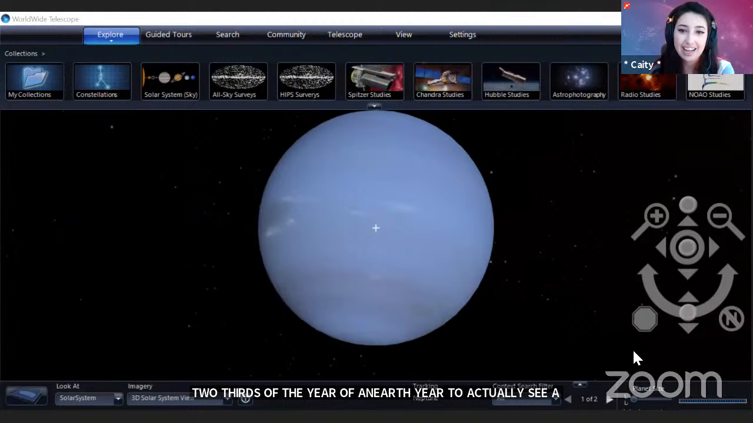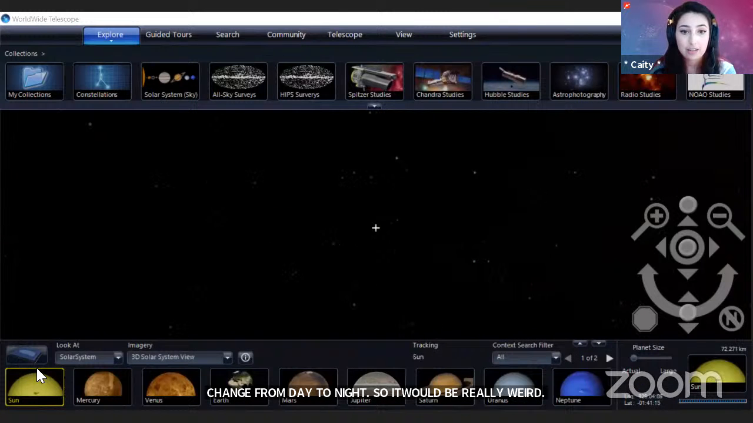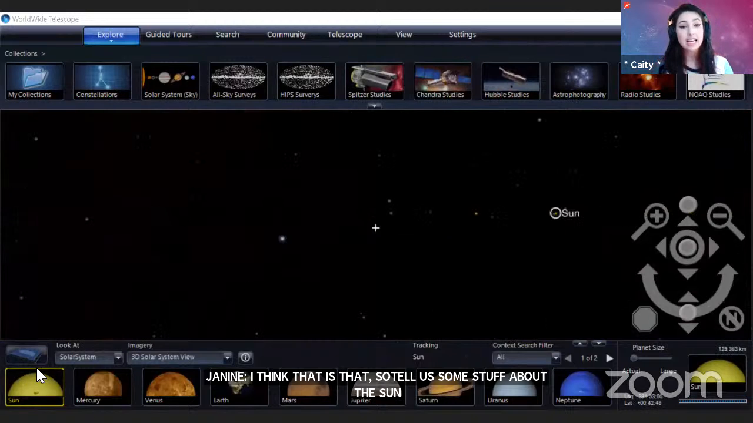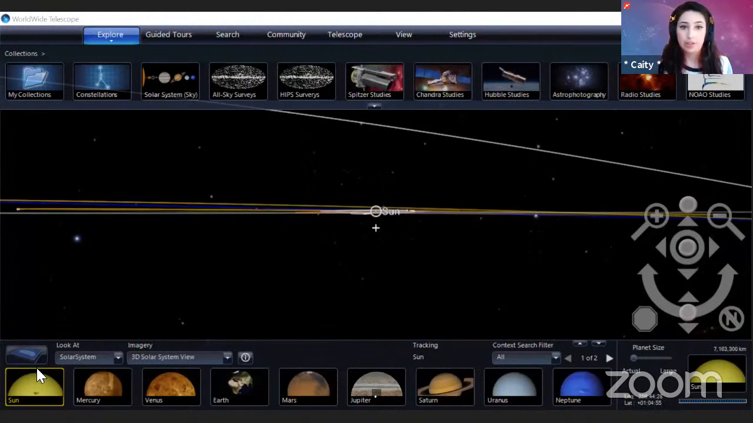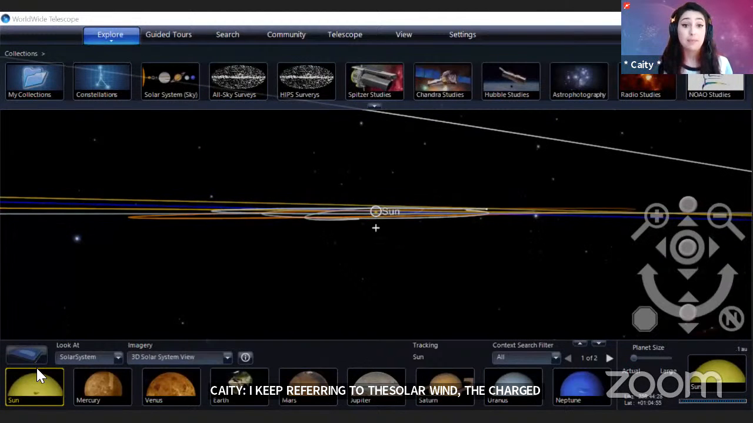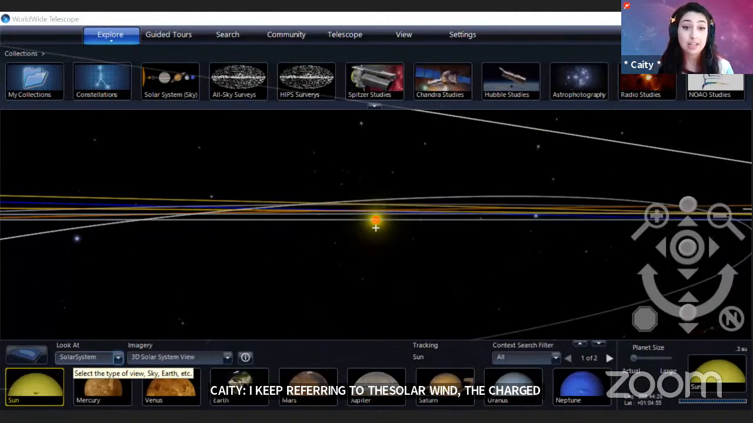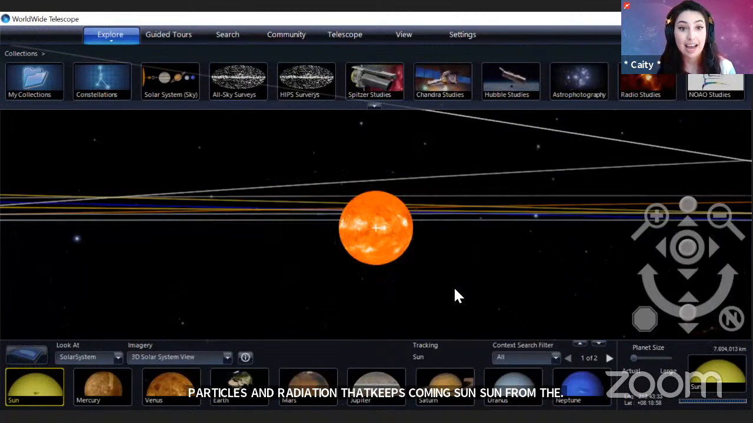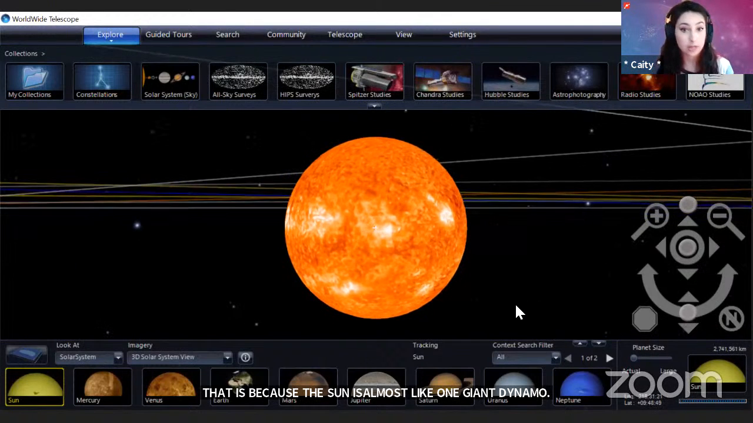All right. So I keep referring to the solar wind, right? The charged particles and radiation that keeps coming from the sun. And that's because the sun is almost like one giant dynamo. It's made up of a material called plasma. And so plasma is essentially ionized gas. So it's gas that has an electric charge to it. So it can either be positive or negative.